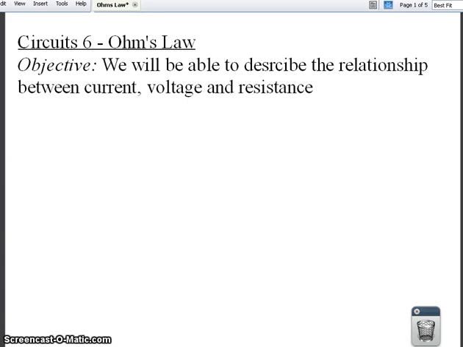Good morning, class, and welcome to this lesson on Circuit 6 Ohm's Law. Today, we will be able to describe the relationship between current, voltage, and resistance.